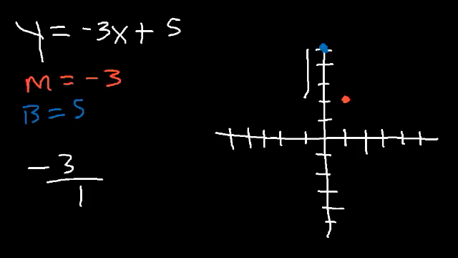Now let's repeat the process. Let's go down 3 and then 1 to the right. So we should be at (2, -1). And if we go down 3 again, 1 to the right, we should be at (3, -4). So now let's connect these points with a line. So that's how you can graph this particular equation in slope-intercept form.